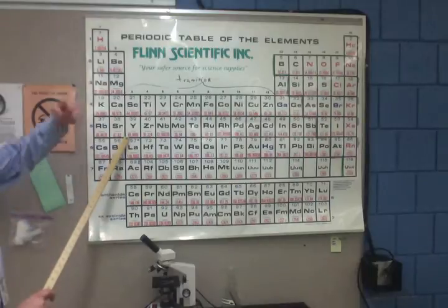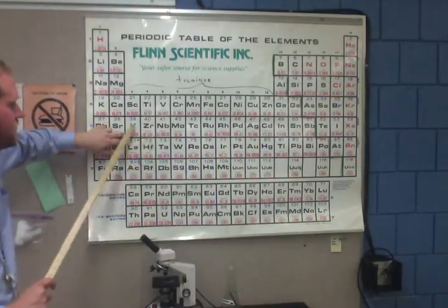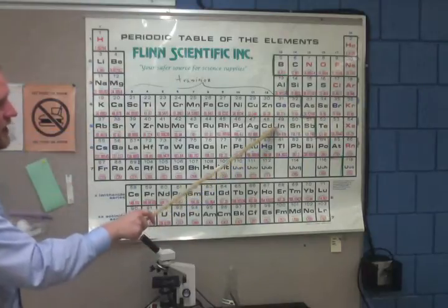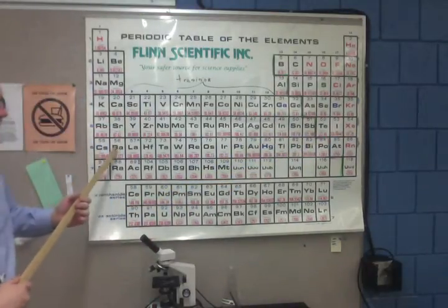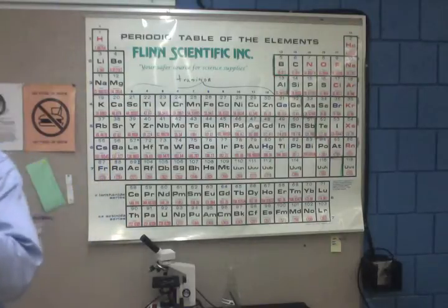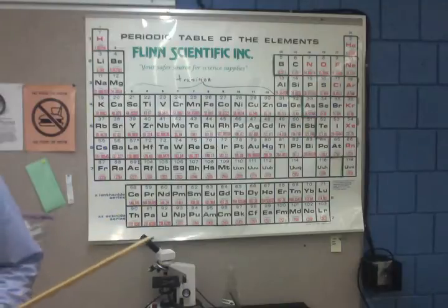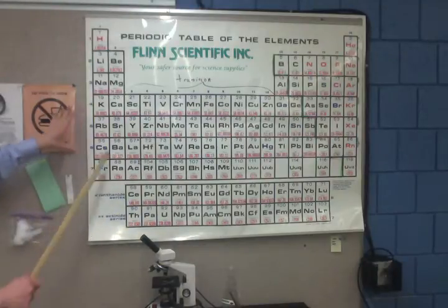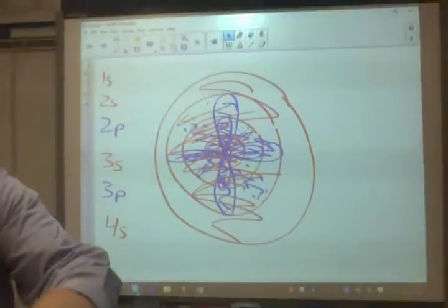5s2, drop down a number, 4d10. After that, we jump right back up, 5p6, 6s2. Now, there are orbitals beyond this called f orbitals, but we're not going to cover those in Chem 1-2. So these are all that you need to know, 1 through 56. All right, so let's practice writing some electron configurations out.